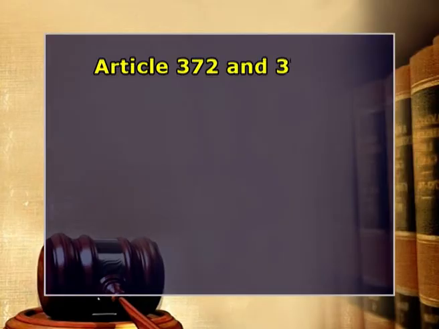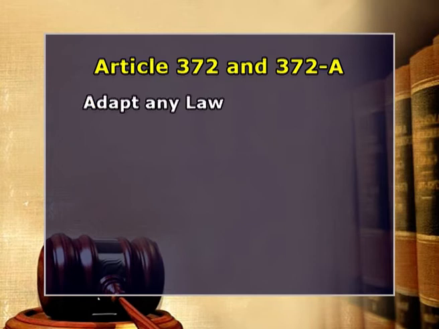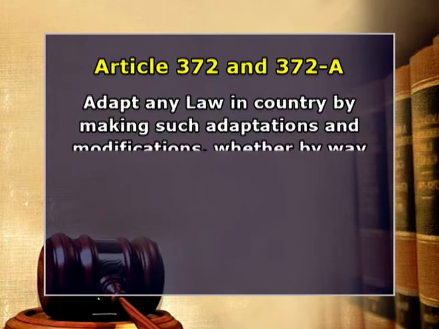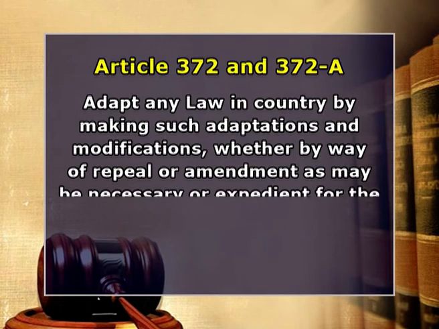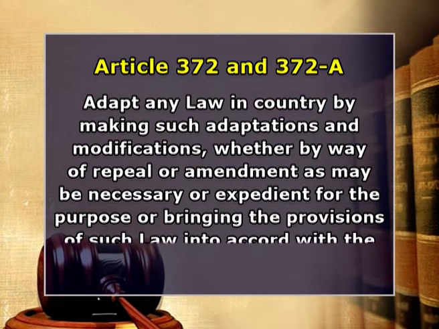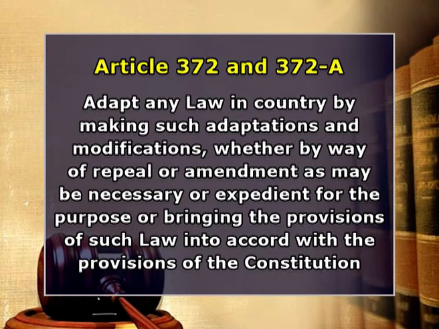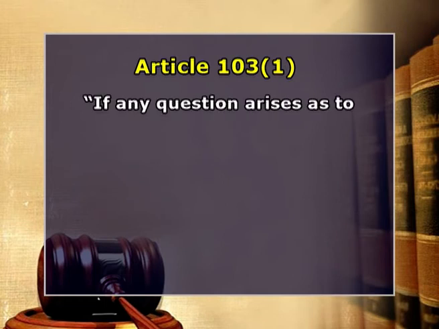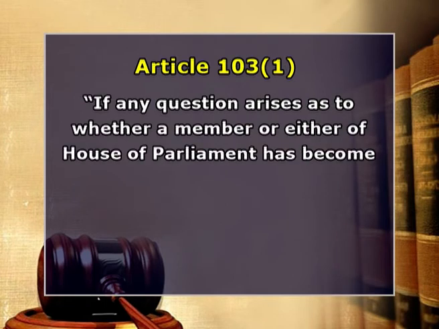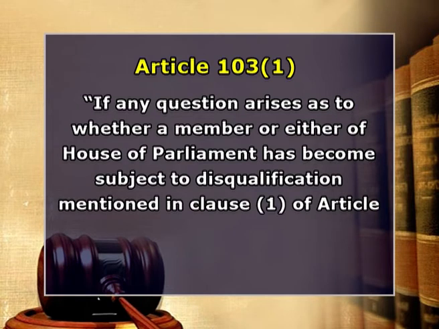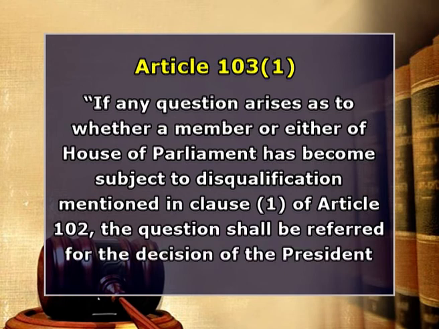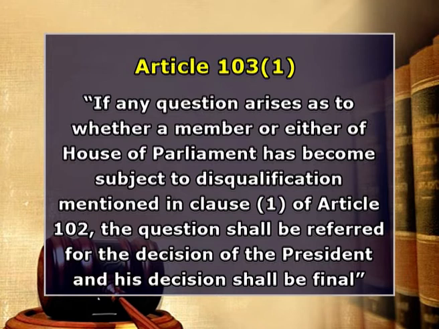A power has also been conferred on the President of India under Article 372 and 372A to adapt any law in the country by making such adaptations and modifications, whether by way of repeal or amendment, as may be necessary or expedient for the purpose, or to bring the provisions of such law into accord with the provisions of the Constitution. The President of India also exercises judicial function. Article 103, Clause 1 of the Constitution is notable in this connection. According to this article, if any question arises as to whether a member of either House of Parliament has become subject to disqualification mentioned in Clause 1 of Article 102, the question shall be referred for decision of the President, and his decision shall be final.